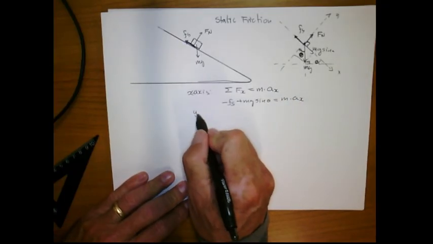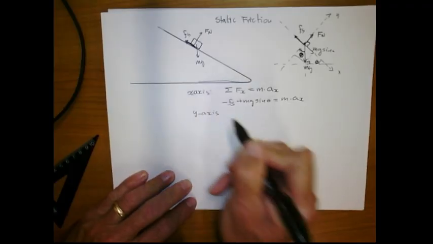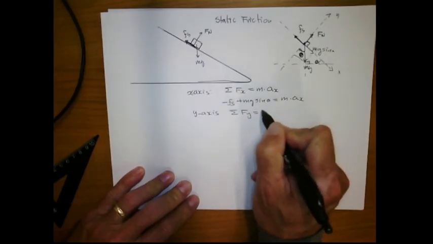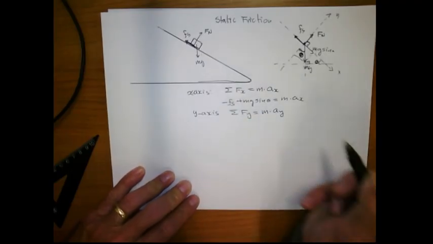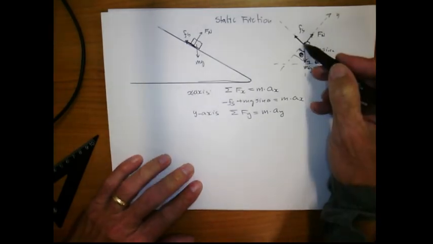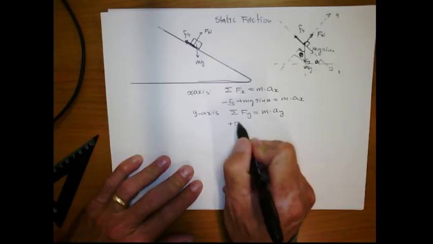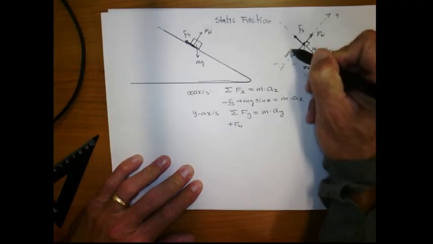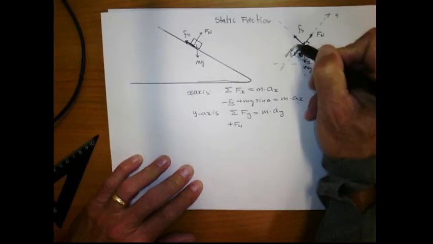In the y-axis, we have the sum of all forces acting in the y-axis is mass times acceleration in the y-axis, and in the y-axis I got normal force positive, and this component over here that is adjacent to the angle, so it's mg cosine of the angle.